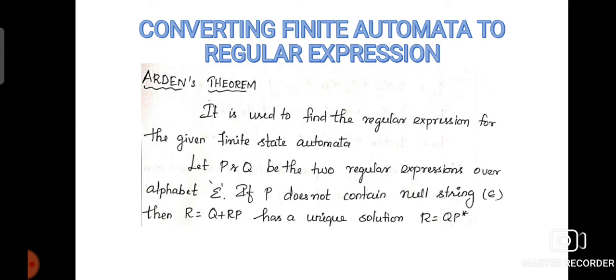First of all, there will be the theorem. By applying the equations in the theorem, we will do the problems. In the theorem, let P and Q be two regular expressions over the alphabet sigma. If P does not contain the null string epsilon, then R equal to Q plus RP has the unique solution R equal to QP star. This is the important equation. We will use this particular equation in all problems, that is Q plus RP equal to QP star. Here Q and P are regular expressions.